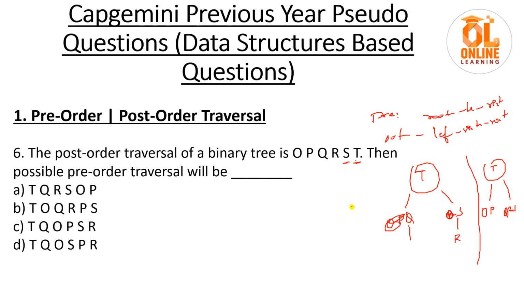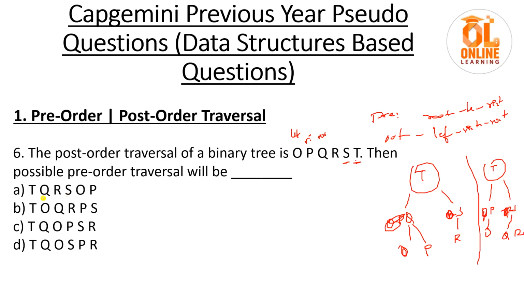OPQ means left, right, and root. So this should be left, this should be right, and this should be root. So O should be the left, P should be the right, Q should be the root, then S and R. In the same way, here QRS, S is the root, and Q and R are the children of S. And OP, P becomes the root, O becomes the child. That's done. So there are some combinations for this.